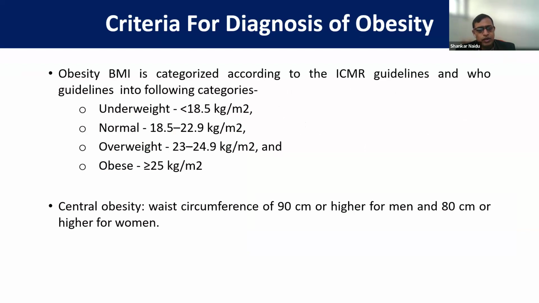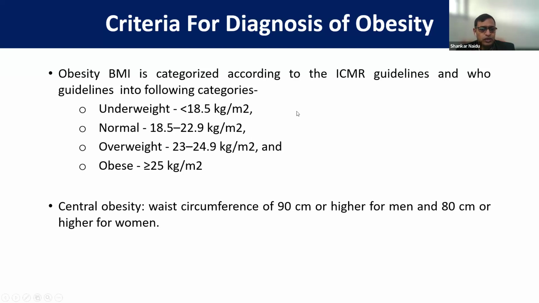So underweight is when the BMI is less than 18.5 kg per meter square. Normal ideal is between 18.5 to 22.9 kg per meter square. 23 to 25 is labeled as overweight, and anything above 25 is obese. These cutoffs would be different for different countries. These are the cutoffs given for the Indian population by the ICMR. So this is what we usually follow.